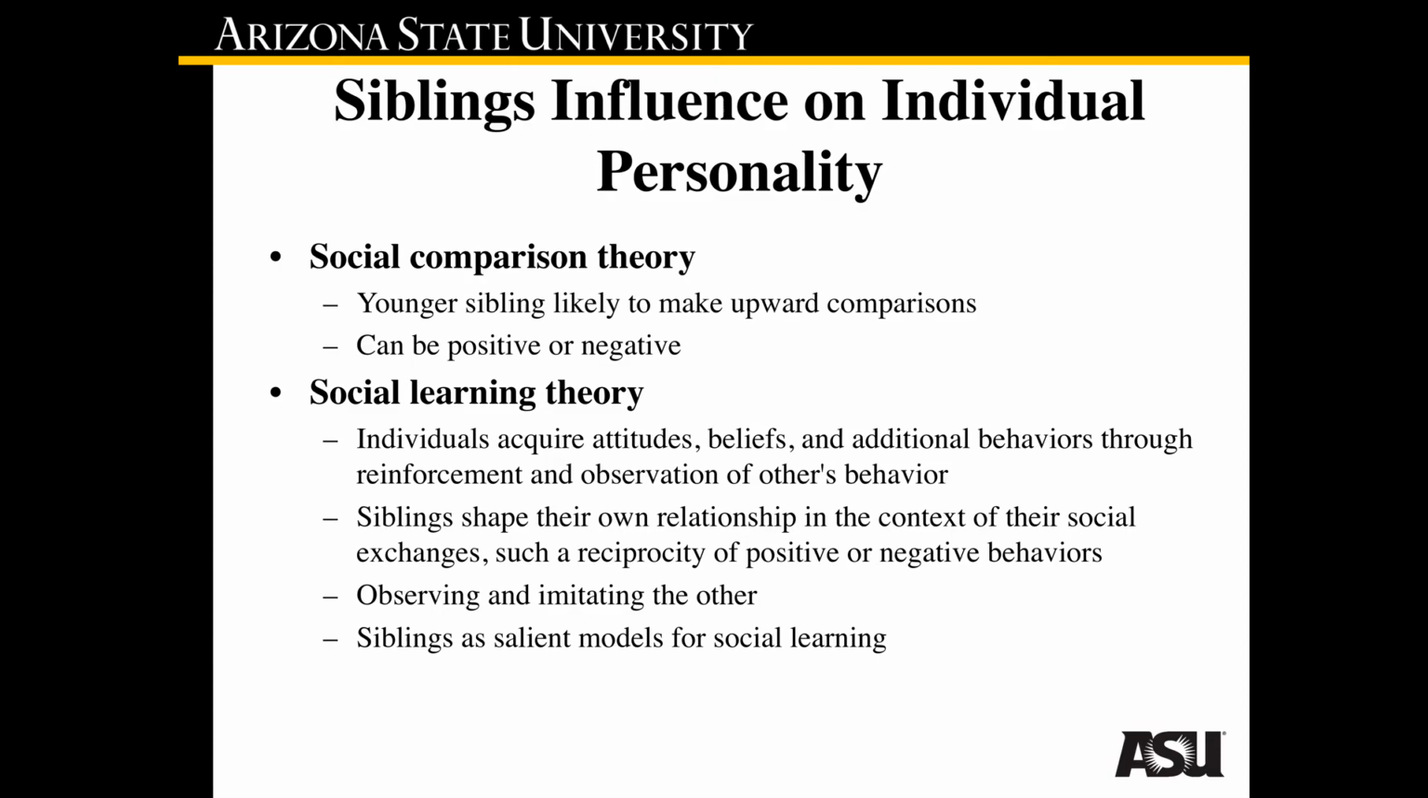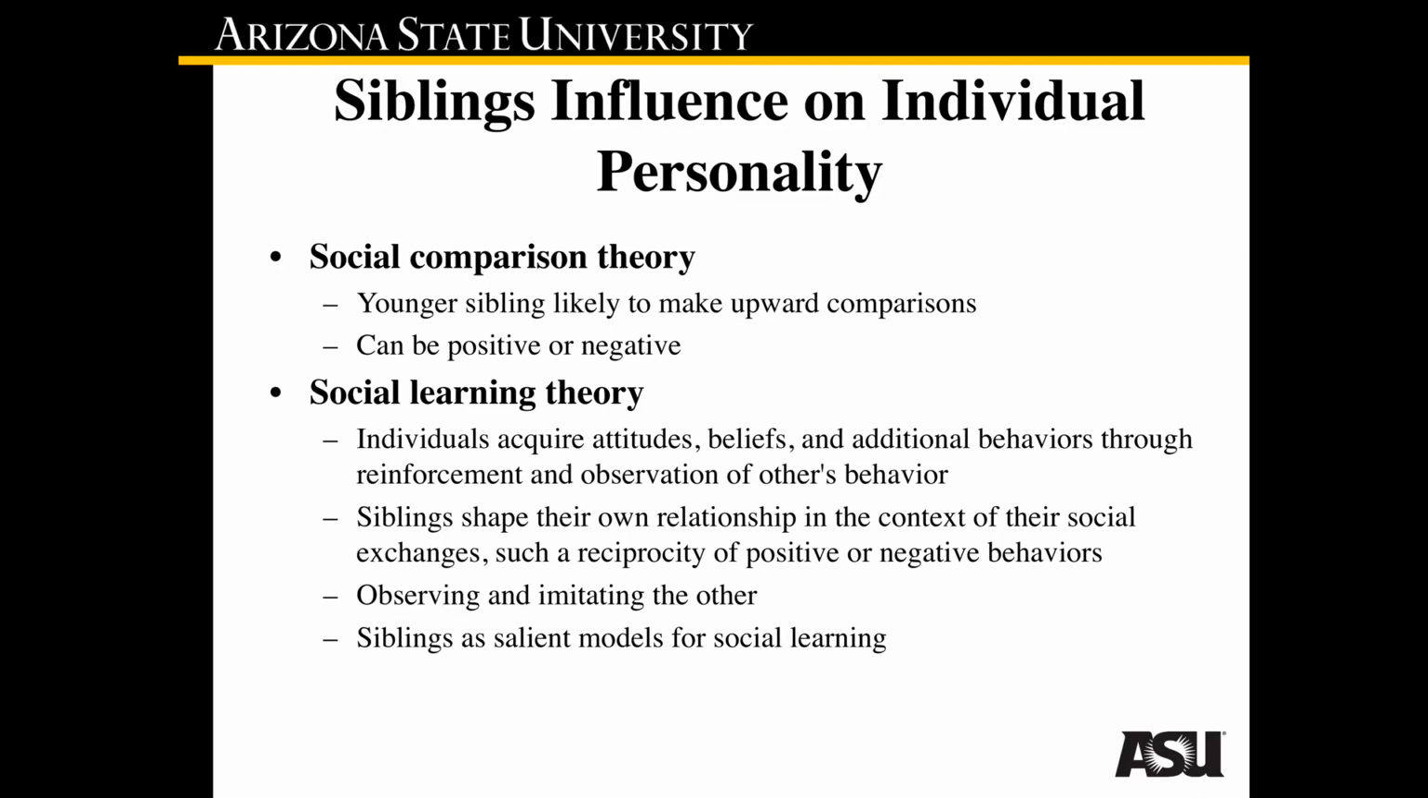Lastly, social learning theory helps explain some of the sibling influence on individual personalities. Individuals acquire attitudes, beliefs, and additional behaviors through both reinforcement and observation of others' behaviors. So siblings shape their own relationship in the context of their social exchanges, so how they communicate. So this reciprocity of positive or negative behavior, or seeking confirmation or ostracism from a sibling, can again shape and mold our personality, particularly when it comes to our values and beliefs.